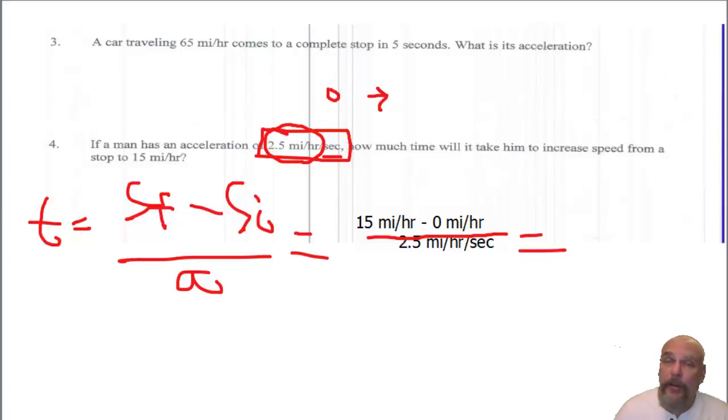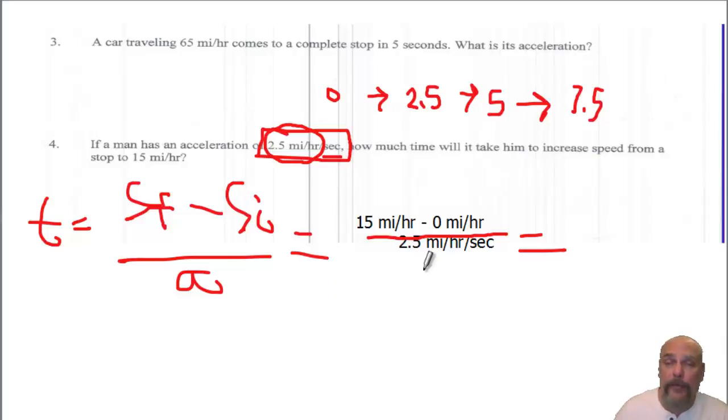So let's say it was 0 miles an hour. After 1 second, how fast is the car going to be going? Well, it's going to be going 2.5 miles an hour. After the next second, it's going to increase another 2.5 miles an hour, so it's going to be going 5 miles an hour. After that, another second goes by. It's going to be going 7.5 miles an hour, etc., etc. So that's how this works.